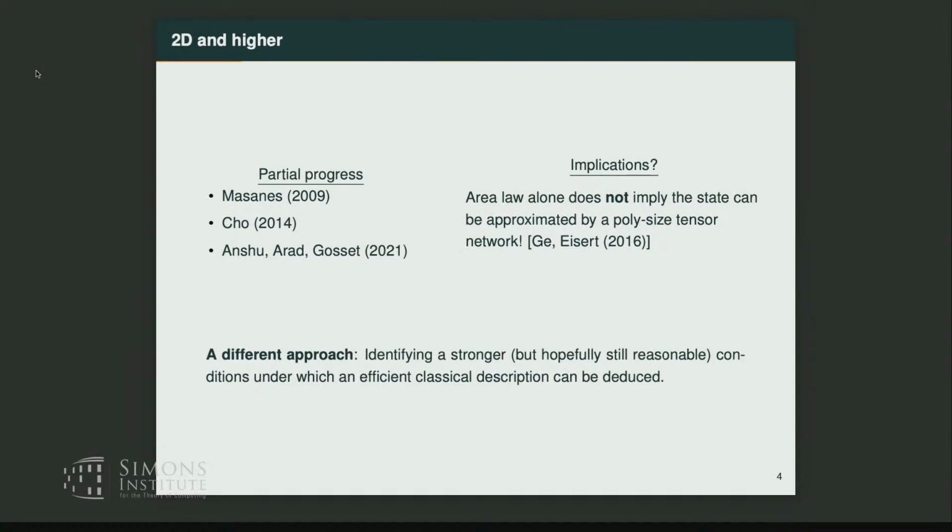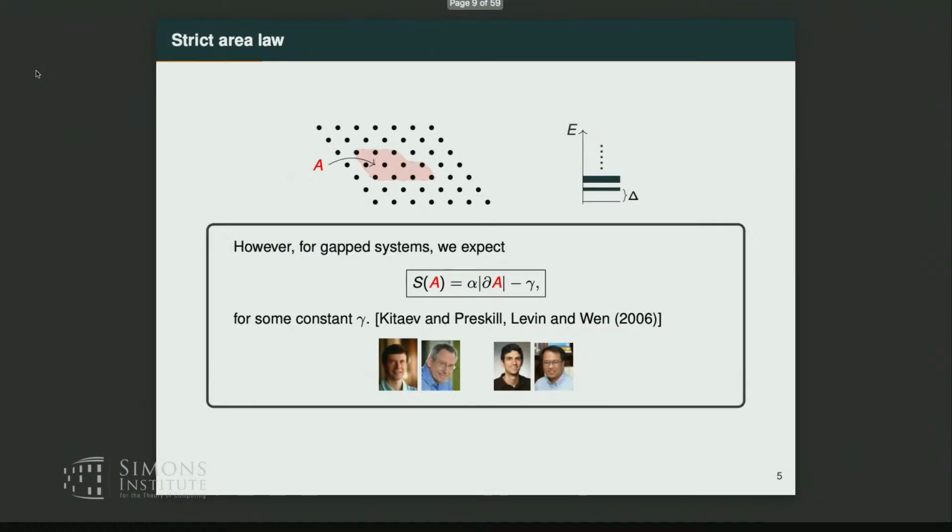So we're going to propose a slightly stronger, a much stronger actually, but hopefully still reasonable condition under which some surprising consequences can be derived. And the assumption that we make is what people call exact area law or strict area law. Usually when we say area law in the most rigorous sense, we mean that there's an upper bound on the entanglement entropy, which scales linearly with the size of the area.